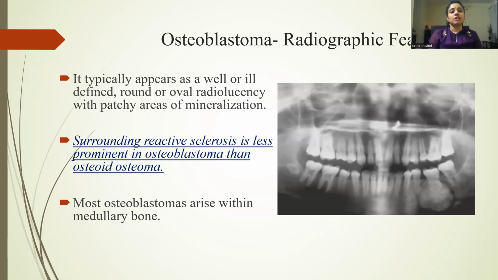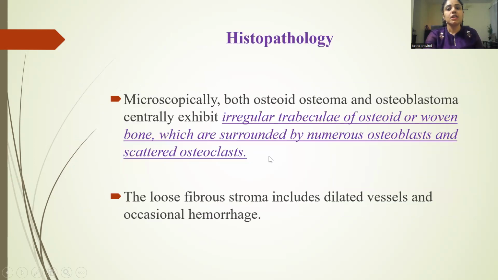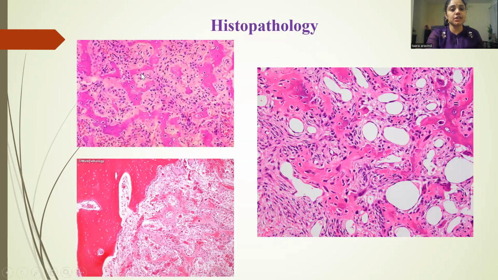Coming to the radiographic picture, it is usually seen as a well-defined round or oval radiolucency with patchy areas of mineralization. Surrounding reactive sclerosis is less prominent in osteoblastoma than osteoid osteoma. Histopathologically, both osteoid osteoma and osteoblastoma exhibit irregular trabeculae of osteoid or woven bone, which is surrounded by numerous osteoblasts and scattered osteoclasts. The loose fibrous stroma contains numerous blood vessels and hemorrhagic areas.